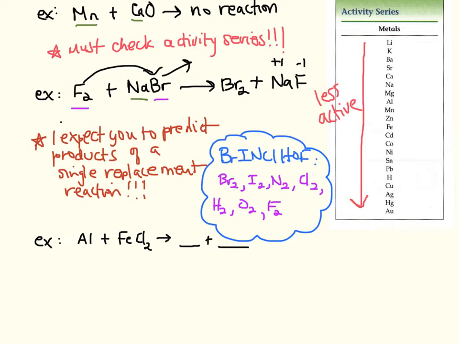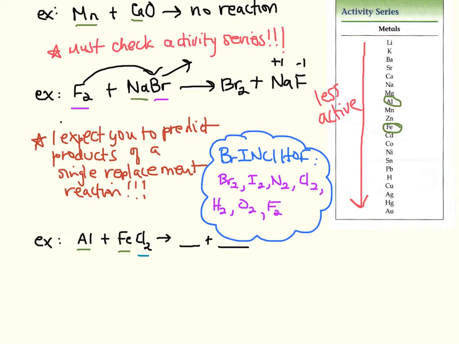Well, let's identify what we have here. We have aluminum, which is a metal, and then we have iron chloride made of a metal and then a nonmetal. So aluminum, being a metal, is going to attempt to replace the iron, which is also a metal. Now, before we start writing products, let's go over to our activity series and find aluminum and iron. So aluminum is above the iron, which means it's stronger than the iron, more active. So indeed, it's going to replace the iron in our compound.